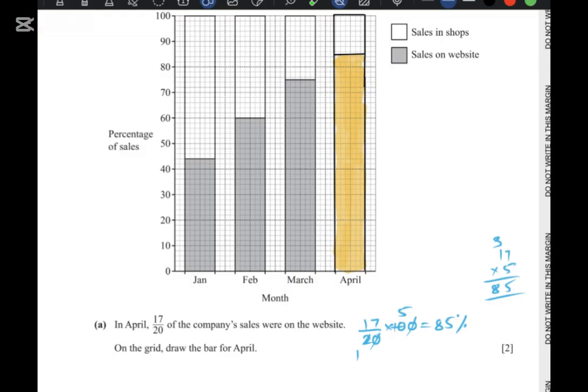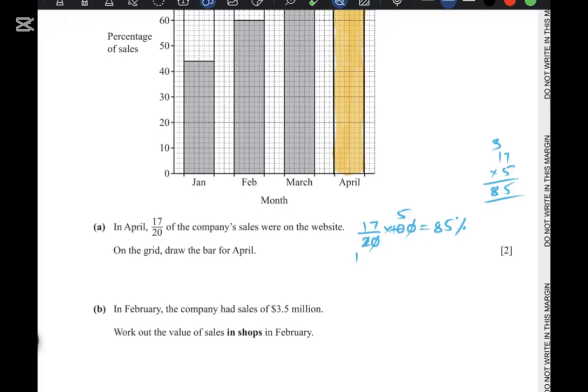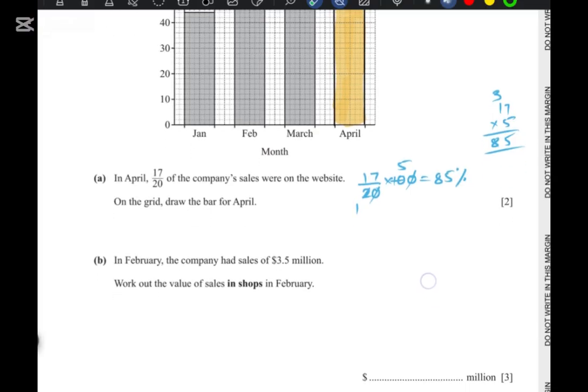This is done. Question A is done. Now question B. In February, the company had sales of $3.5 million. Work out the value of sales in shops in February. So we have to find out how much sales was done in shops in February. So 3.5 is the total amount in the whole February.